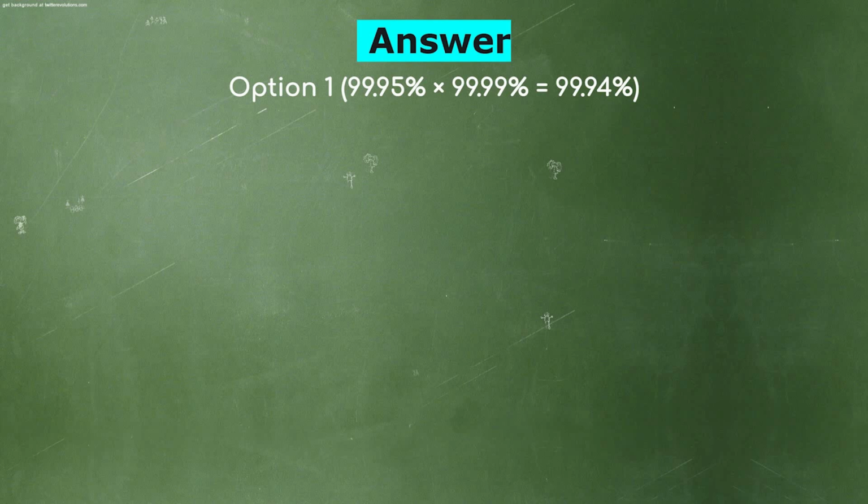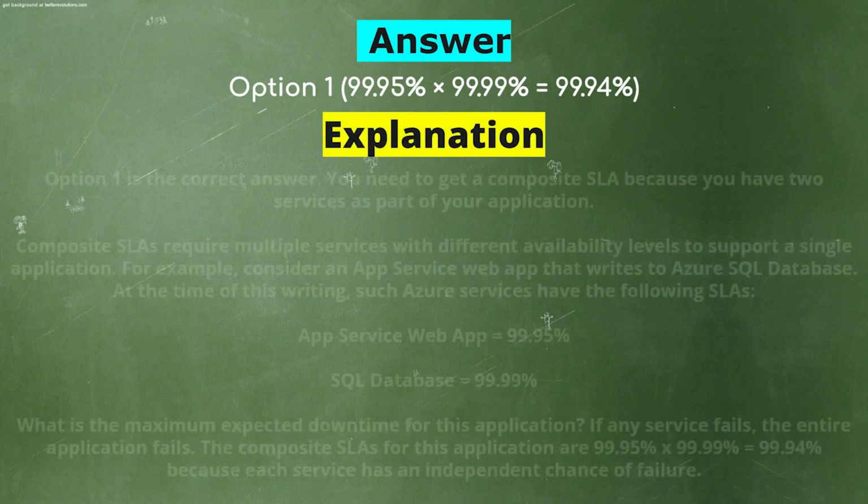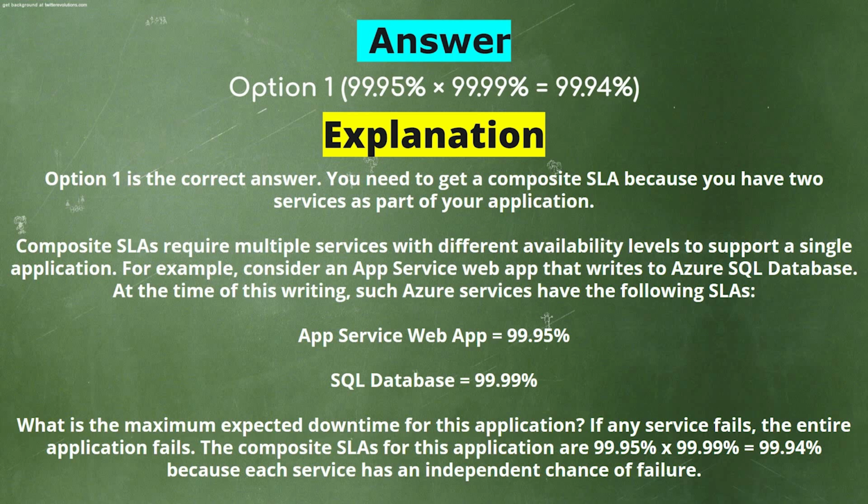99.95% × 99.99% is equal to 99.94%. Explanation. Option 1 is the correct answer. You need to get a composite SLA because you have two services as part of your application. Composite SLAs require multiple services with different availability levels to support a single application. For example, consider an App Service web app that writes to Azure SQL database. At the time of this writing, such Azure services have the following SLAs.